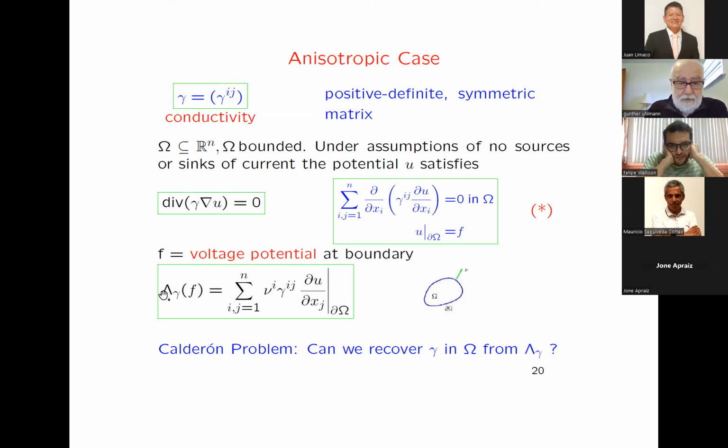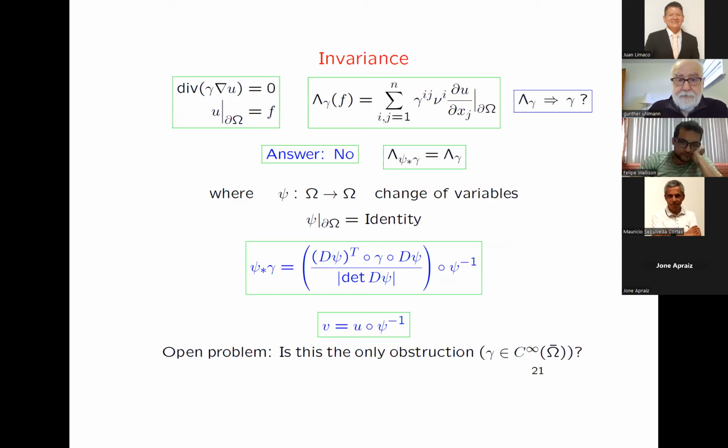And the measurement, the induced current flux, is to recover the normal component, which in this case is given in this form. Mu i are the components of the unit outer normal. This is a vector. Calderon problem in this case: can you recover the conductivity from the Dirichlet-Neumann map? And the answer is no, in general.